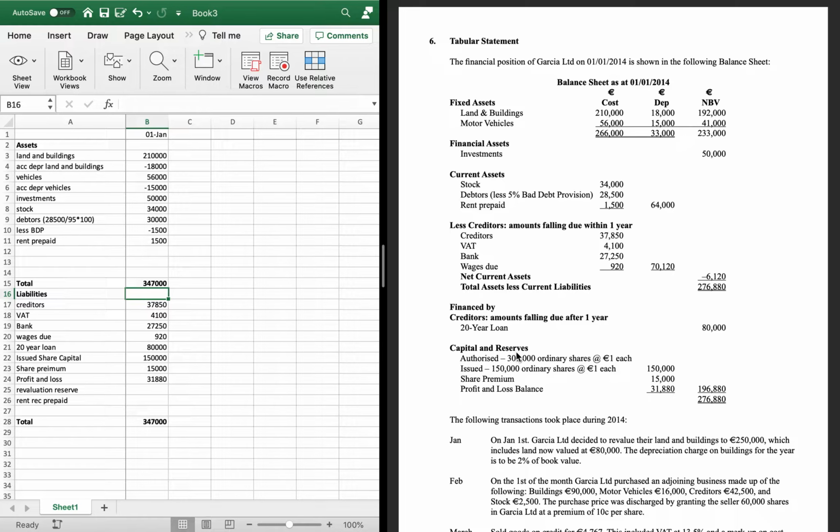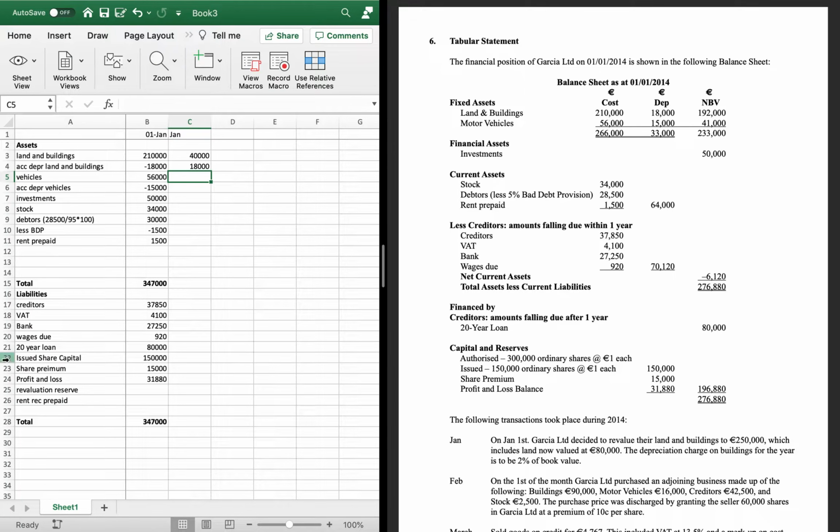Okay, we just work through each working then. They're all individual questions from here on in as changes to the balance sheet. So first one is January, so we label our month January. And we'll see what's asked. So it says the 1st of January, they're revaluing land and buildings to 250. So this 210 has to go up to 250. So 210 up to 250 is an extra 40,000. When you revalue land and buildings, depreciation goes to 0. So minus 18,000 to 0 is 18,000. So that gives you 58,000.